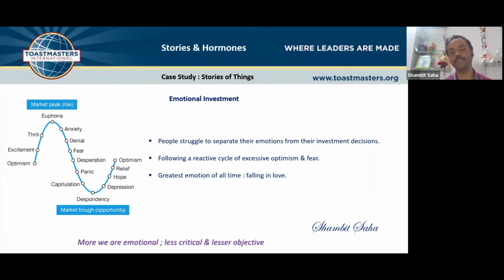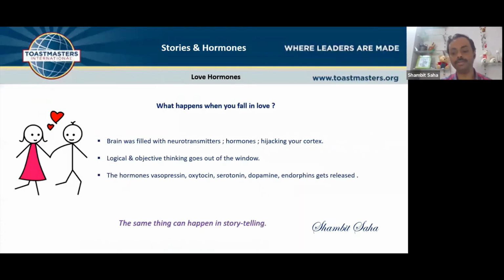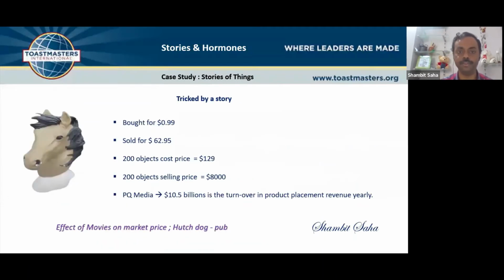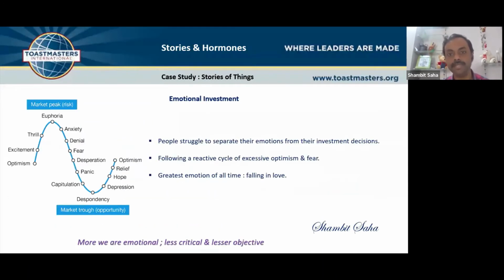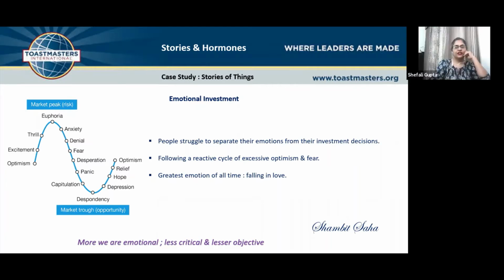So what happens when you fall in love? Anyone? I want to hear from someone. What happens when you fall in love? Someone can unmute and tell me. You feel like going back to your teens. Okay, fantastic. Anyone else? You grow emotionally strong, especially if you've fallen in love with yourself.